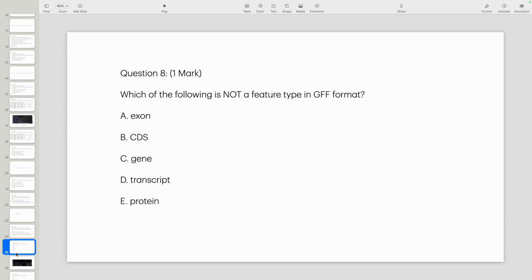So after the assembly, we do the annotation of our genome. During the annotation, we get one of these files, the .gff format file, which is for the gene annotation. It is not the genome annotation, it is the gene annotation file. So the correct option is protein.